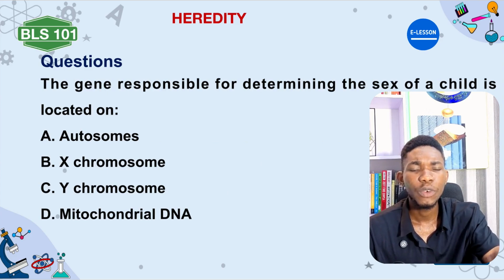The gene responsible for determining the sex of a child is located on which of the chromosomes? Autosome, X chromosome, Y chromosome, mitochondrial DNA. Is it in the X chromosome or in the Y chromosome? Of course, it is the Y chromosome. I already told you the answer.